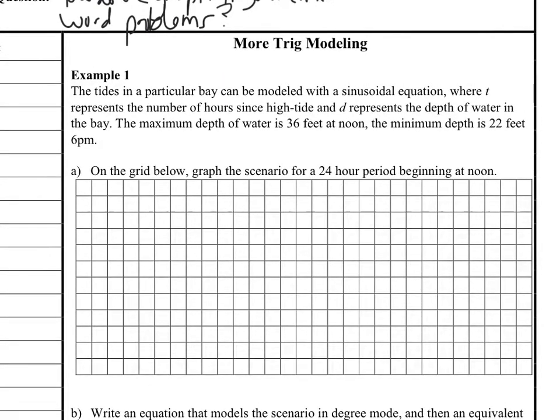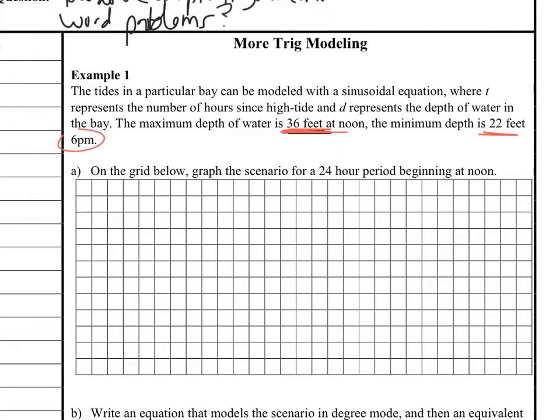So here we go. The tides in a particular bay can be modeled with a sinusoidal equation where t represents the number of hours since high tide and d represents the depth of the water. So t is the amount of time that's gone by, d is the depth of the water. That's going to be going up and down as the tide comes in, not the actual waves. The maximum depth of the water is, key word here, 36 feet. Min is 22, like red better. And it says the minimum depth is 22 feet at 6 p.m. That's important to know.